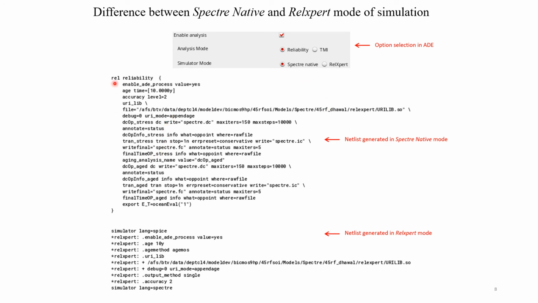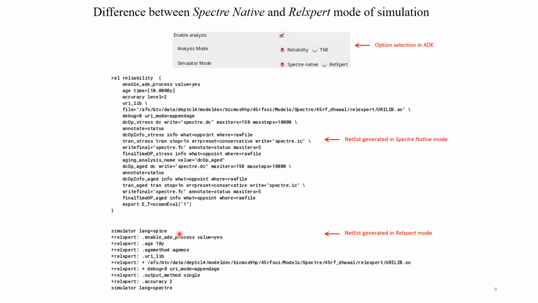For example, if you select the Spectre native mode, it adds this kind of reliability block, which is basically a simulator directive to the Spectre simulator to simulate the reliability. Whereas if you select the RelExpert mode, which is also the older mode, because historically RelExpert was implemented in the Spice language, you can see that it says simulator lang equal to Spice.